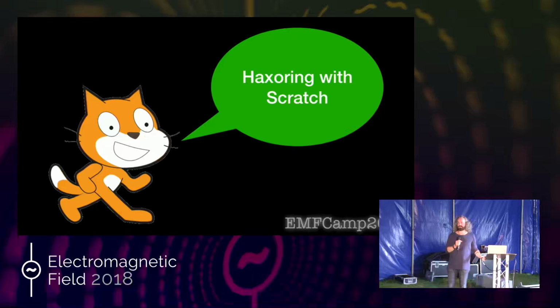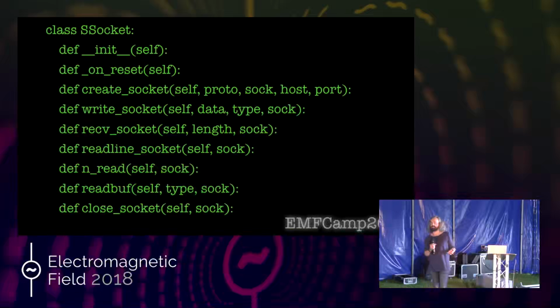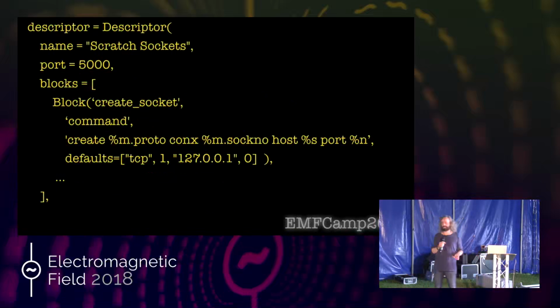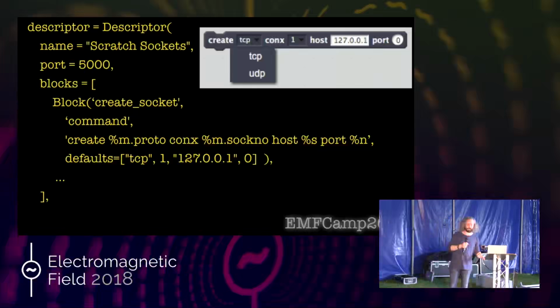So, hacking with Scratch. We'll quickly talk about hacking with Scratch. I made an extension that lets me do things like open sockets, read from sockets, write to sockets, bind to sockets, so that I can talk to the network from Scratch, which you can't normally do. And I built a descriptor that describes all those blocks so that we could talk to Scratch, and you get blocks that look kind of like this. So you can create a TCP connection to a particular host on a particular port, for example, and then send it some data.